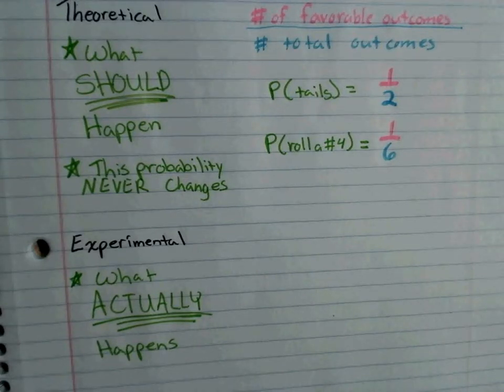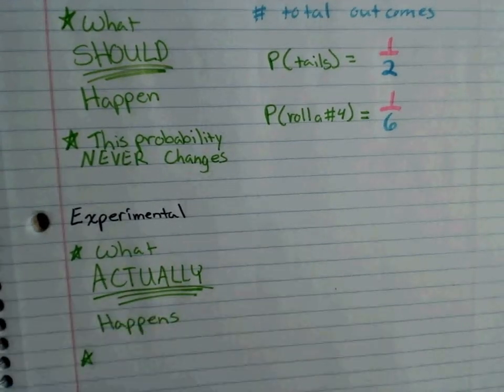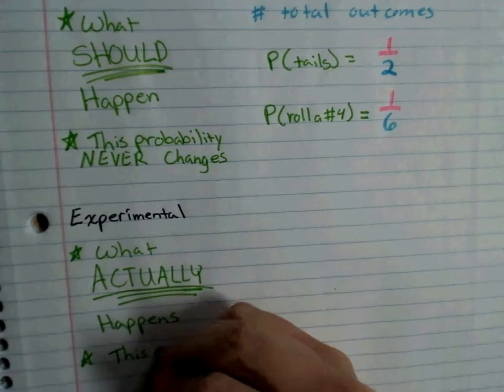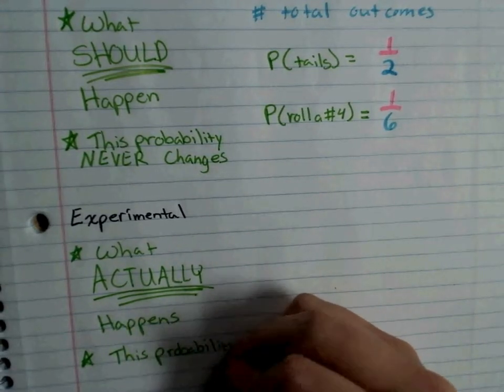So what actually happens is when you're performing an experiment. So there has to be action with an experiment. And with experimental probability, that probability is constantly changing. If Richard flips a coin 10 times, the results that he gets aren't going to be the same as if Allison flips it 10 times. Maybe Richard lands on heads every single time and Allison lands on heads twice. But they both perform the exact same experiment for the exact same number of times, and the results are different. So your experimental probability is always going to be changing. Make sure you write that down. This probability is always changing.